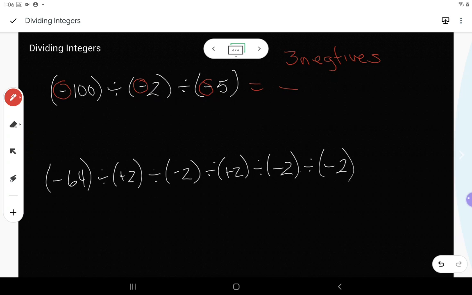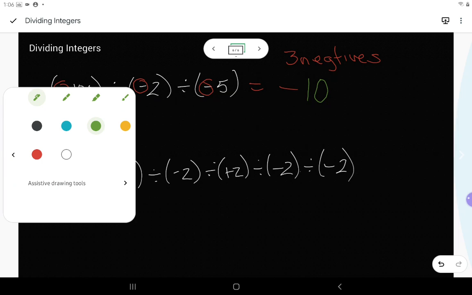And now I simply do the division. If you're not strong with division, you can use your calculator to help you, but you have to deal with the sign. Okay? So looking at this now, 100 divided by 2, so 100 cut in half is 50. I take that answer of 50, divide by 5, and 50 divided by 5 is 10. So my answer is negative 10, because those 3 negative signs give me a negative answer.